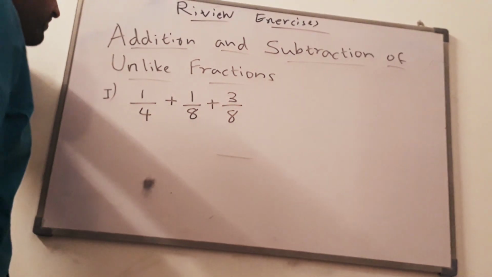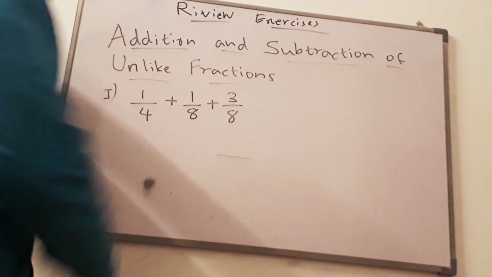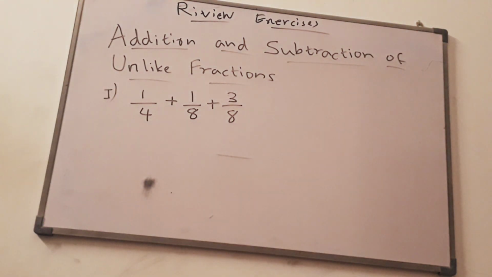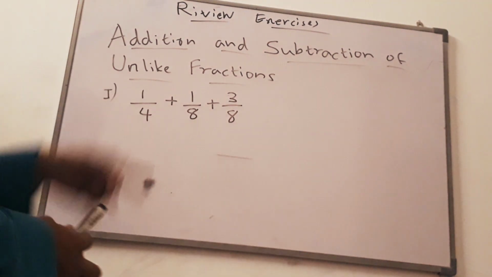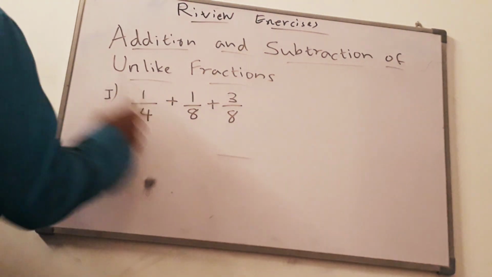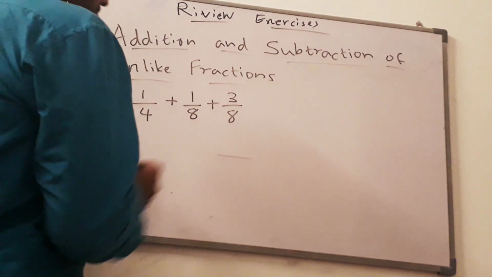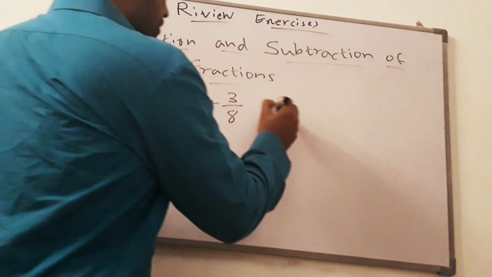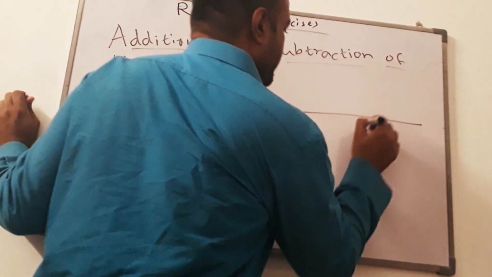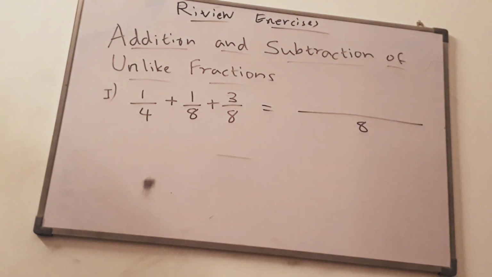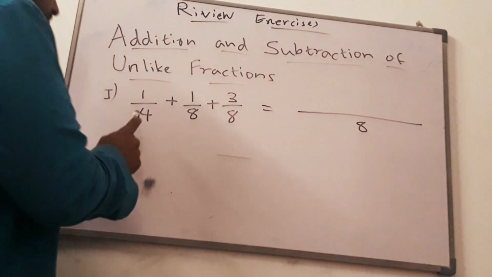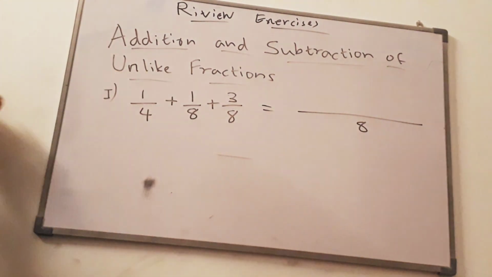To do that, first we have to check whether 8 is a multiple of 4. Yes, 8 is a multiple of 4. So we can easily make 4 into 8 by multiplying 4 by 2. Okay, so I am taking 8 as the common denominator. Then we have to check how many 4s are there in 8. 4 times 2 is 8.